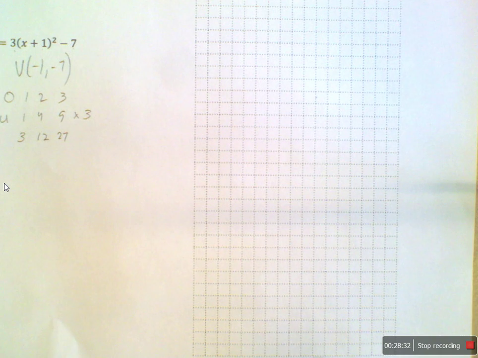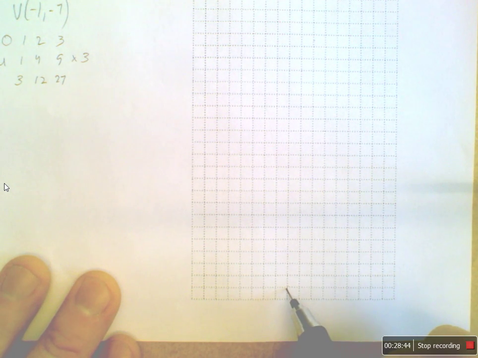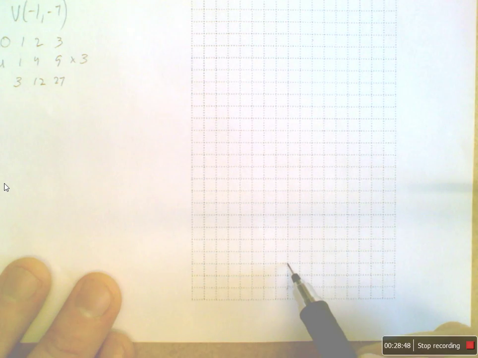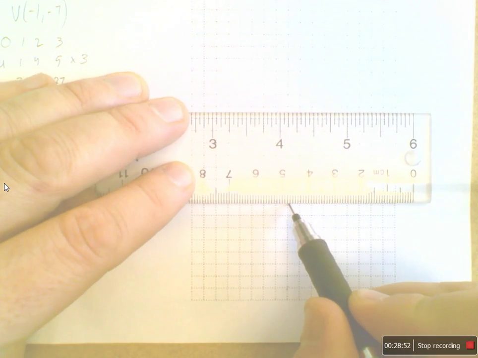So here's what I'm going to do. I know that this graph is going to shift way down. So I'm going to draw my axes in the right place that will accommodate for that. I'm going to plot my vertex way down here. So I'm going to call this -7 and then count up: -6, -5, -4, -3, -2, -1, 0. And that's where I'm going to put my x-axis.